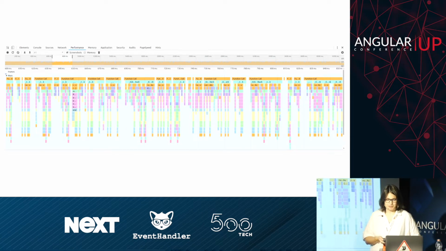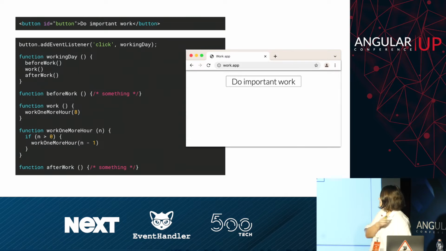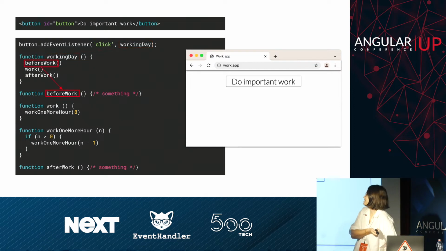To break it down, let's go over a simple example. Let's imagine that this is my whole app, and it has only 1 button, and this button has an event listener which starts method workingDay. Method workingDay has method beforeWork. We don't care what's inside because we only care about the order and the names of the methods. And then there is afterWork. In the middle there is work. And then we are recursively calling work 1 more hour for 8 times. Should look familiar for most of you.